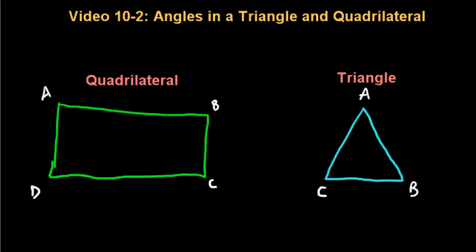We're going to be talking about angles in a triangle and a quadrilateral. Okay, so we've got two pictures here just to review. The quadrilateral, that quad means four, so it's four sides, and the tri for triangle means three.